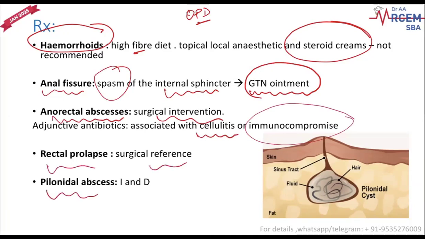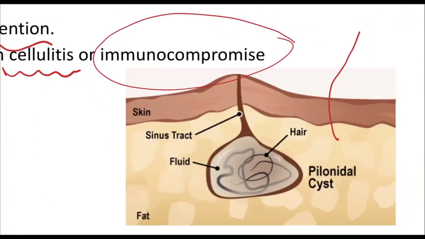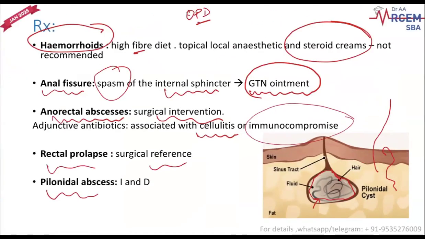What is pilonidal abscess? Pilonidal abscess is basically where, instead of hair growing upwards, it grows inwards. This is the hair you are having. Because the hair has grown inwards here, it can form a cyst and get infected. This is known as pilonidal cyst. Again, if any abscesses are present, you will be doing an incision and drainage.